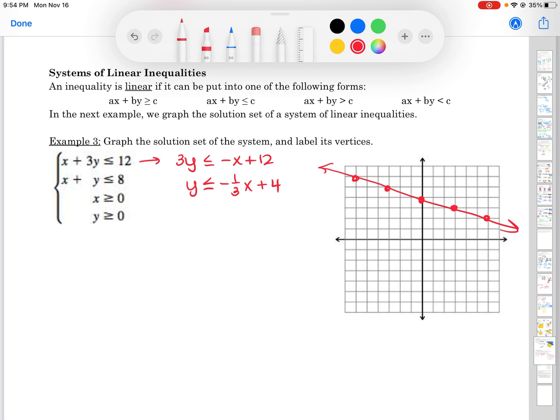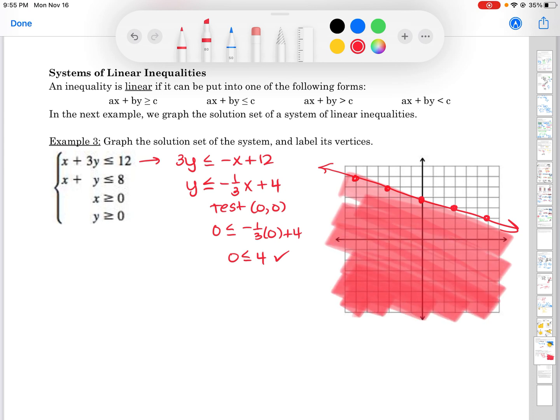And in order to graph this one, we could test a point. If we test, say, 0, 0, we're saying is 0 less than or equal to negative 1/3 times 0 plus 4? So is 0 less than or equal to 4? Yes, that is true. So we should shade by 0, 0.